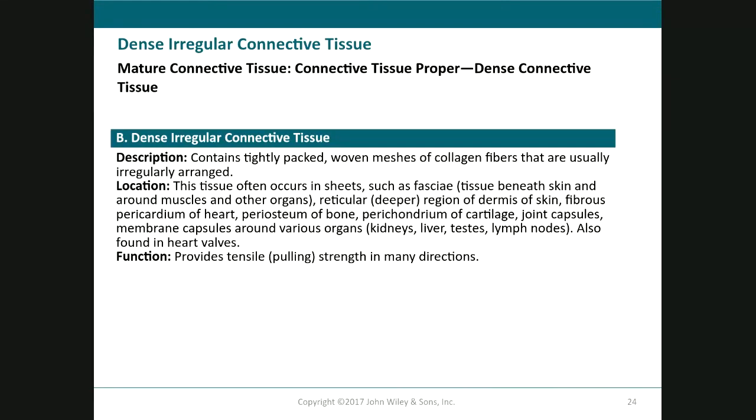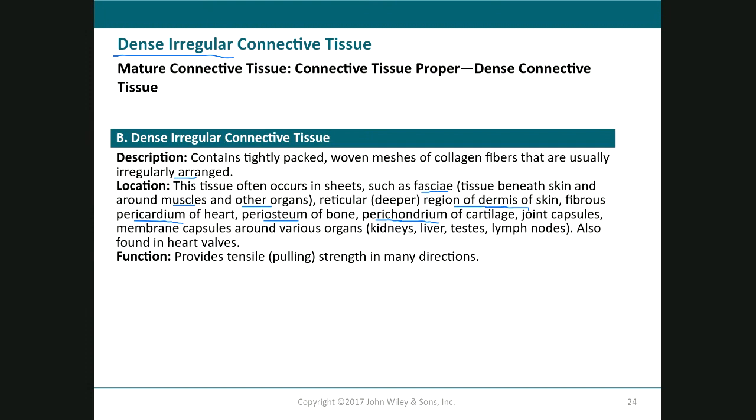So the next one is dense irregular connective tissue, and these are tightly packed collagen fibers, but in an irregular arrangement. So where do we see this? We see this in fascia, which is almost like a thin bag of connective tissue around our muscles and organs. We also see this in regions of the dermis, which we'll talk about when we study the integument next time. It's around the heart as the pericardium, around the bones as the periosteum, and around cartilage as the perichondrium. We also see this around joint capsules and membrane capsules around very vital organs.